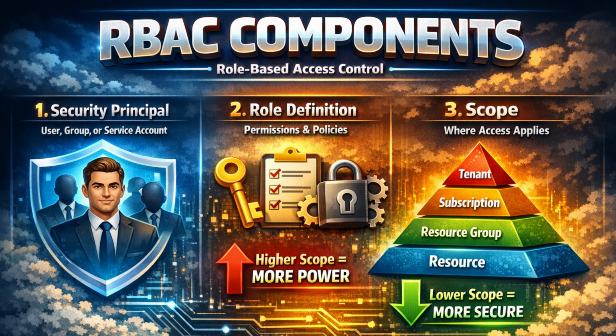RBAC has three main components: security principal, role definition, and scope. In security principal, who needs access? Users, groups, service principals, managed identities. In role definition, what permission is needed. Some common built-in roles: Owner has full access plus can assign roles. Contributor can manage resources but cannot assign roles. Reader can only view resources. In scope, where the permissions apply. Scope can be management group, subscription, resource group, or individual resources. Higher scope means more power, lower scope means more secure.